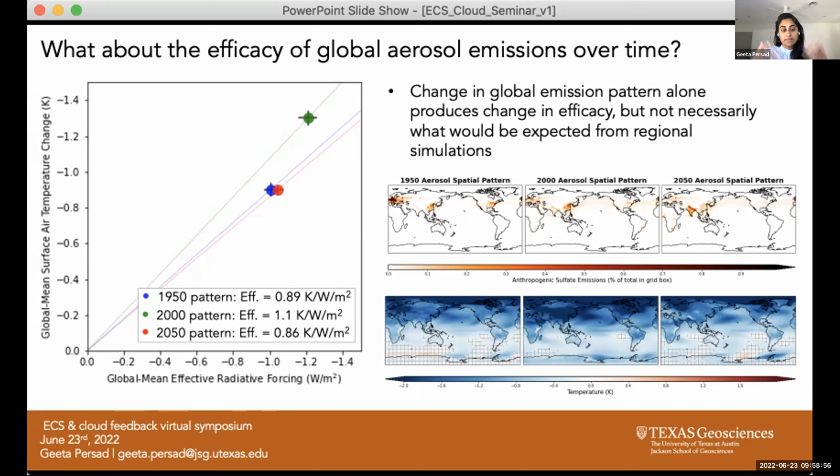importance of explicitly testing how these more idealized frameworks scale up to the global. But it does indicate that these realistic historical variations in the spatial pattern of aerosols can change the overall efficacy of the aerosol forcing in a way that's statistically significant, at least within this one modeling framework. Again, this is very preliminary.